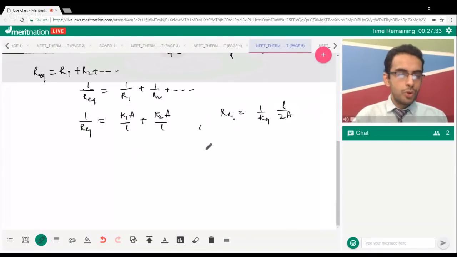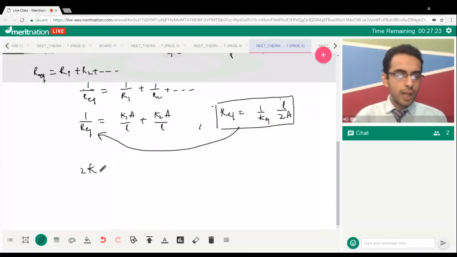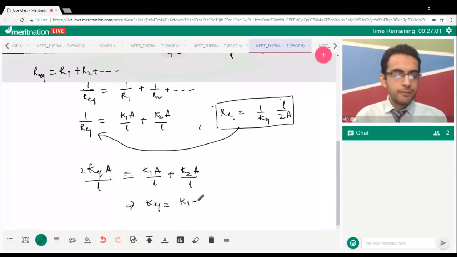Okay. So when we substitute this R equivalent in this equation here, we get 2 times K equivalent into A divided by L is equal to K1A by L plus K2A by L. This implies K equivalent is equal to (K1 plus K2) by 2.